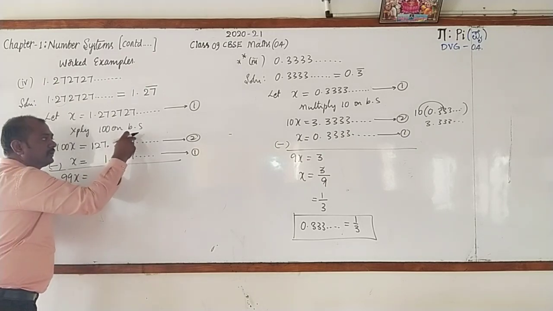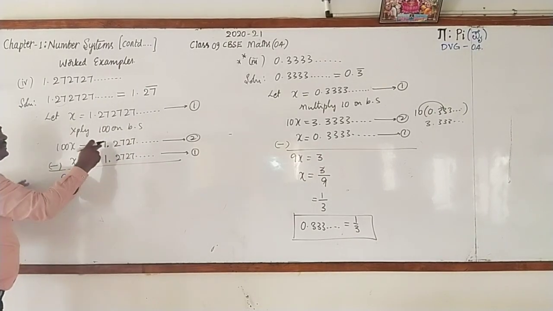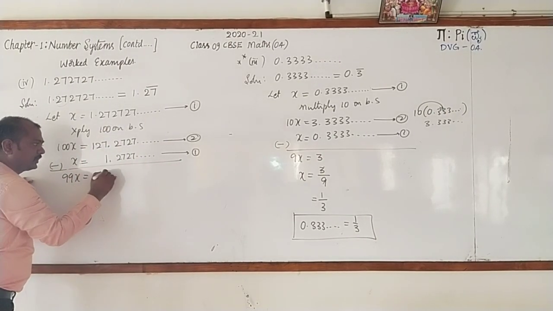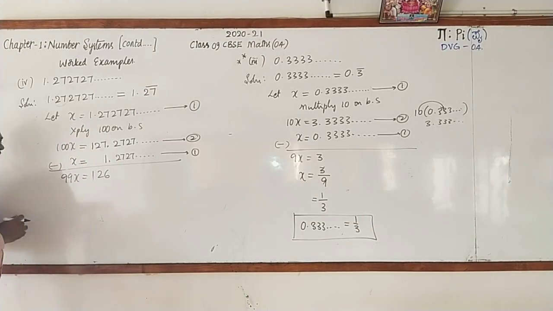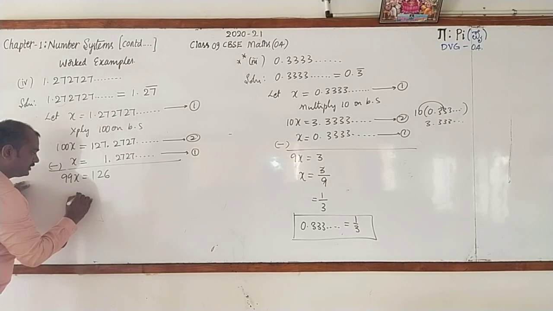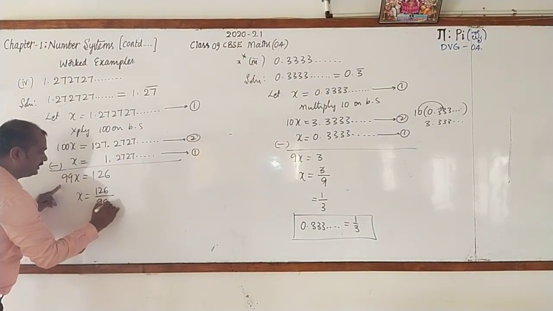It is 99x. Now here the 7s get cancelled, the 2s get cancelled. Now 7 minus 1 is 6, 2 as it is, 1 as it is. 126. Now we can write x equal to 126 by 99.